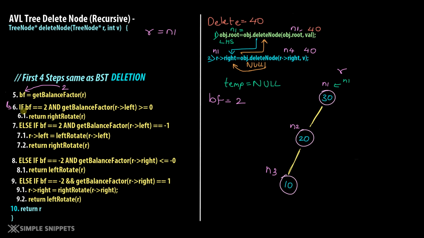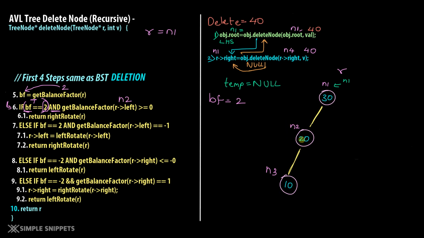In step 6 we will check if BF equals to 2, which is true. So this first part is true. Let's write T over here. And we have an AND clause in between. We will say get balance factor of R of left. R over here is N1. So R of left is nothing but left of N1, which is N2. So we will again call get balance factor for N2.